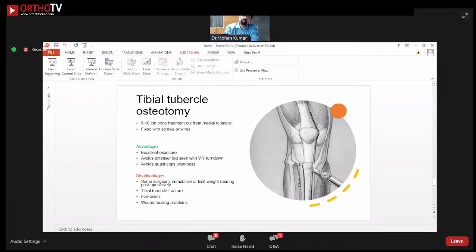So TTO, this is just for completion's sake, because nobody does it for a primary TKR, and it especially should not be attempted by beginners. The advantage is that it gives excellent exposure, avoids the excessive lag seen with the VY turn down, and avoids quadriceps weakness. The disadvantage is that some surgeons immobilize it or limit weight bearing postoperatively, and a tibial tubercle fracture can occur peroperatively. There is a high chance of non-union, and wound healing problems are also high with TTO.